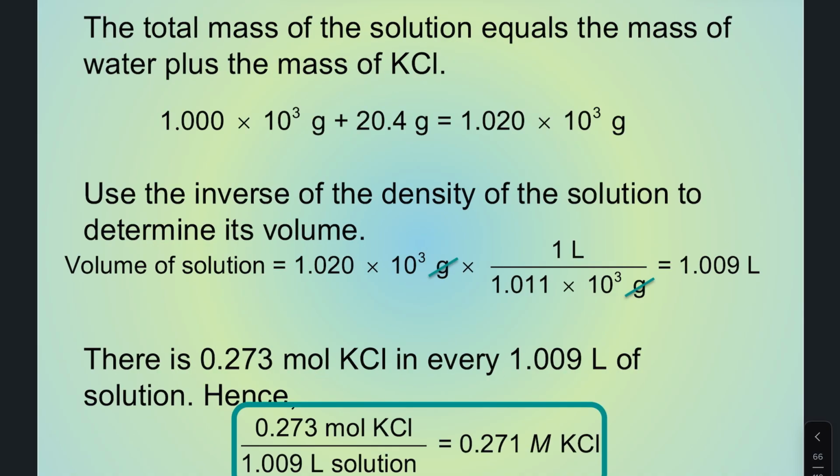Once we have the number of grams of KCl, we will add that mass of KCl to the mass of the water, and we end up getting 1.020 times 10 to the third grams. That is going to be our mass of the solution. And so we can convert that using the density to number of liters of solution, and we can find the molarity by taking the number of moles and dividing it by the number of liters to get 0.271.